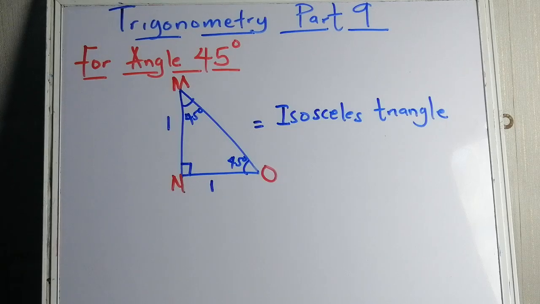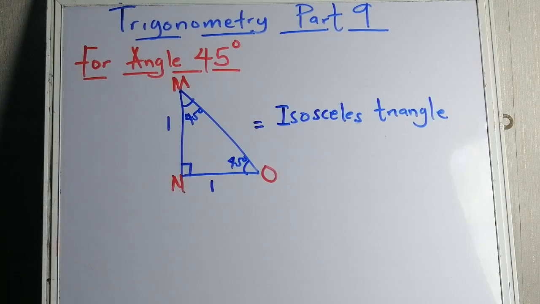The condition, like I've told you, is that I can use any alphabet to represent my angle. In this case I'm using MNO as my letters; I can use PQR, anything. So the condition for angle 45 is that it must be an isosceles triangle. So what's the meaning of isosceles triangle?